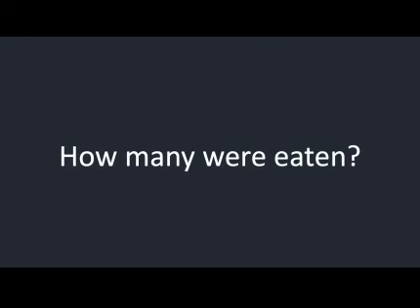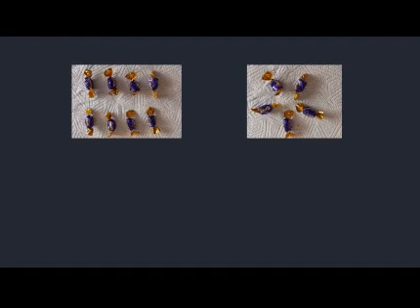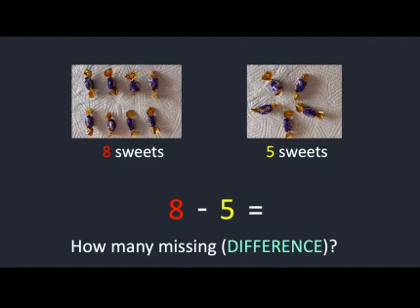So to find the solution to the question, how many sweets were eaten, what did we do? We first start off by working with what we know and what we can see. We can see 8 sweets and we can see 5 sweets. To find out what is missing, we start with 8 and we take away the 5 from the 8, or we subtract 5 from the 8, or we say 8 minus 5. You have learned some language of maths. Let's check if you understand.